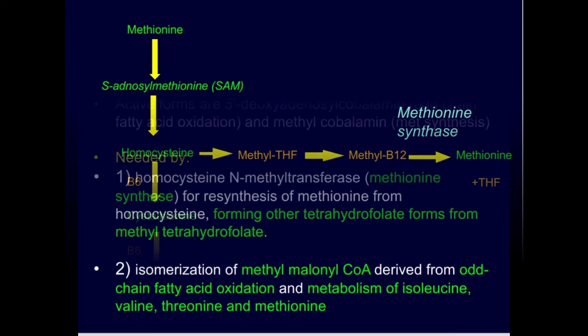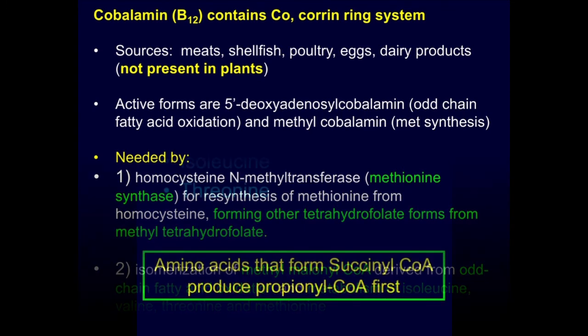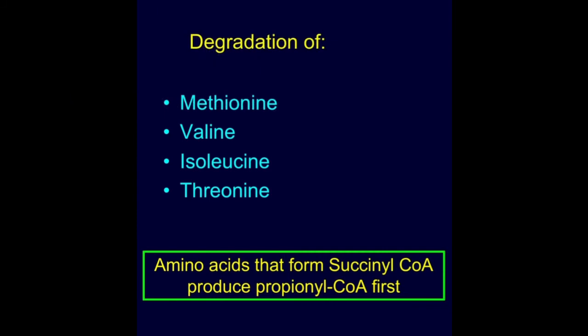The second enzyme here is the isomerization of an important intermediate in the metabolism of several amino acids, methylmalonyl-CoA, which eventually becomes succinyl-CoA. So all the amino acids that give you succinyl-CoA, which are isoleucine, valine, threonine, and methionine. But that intermediate is also derived from odd chain fatty acids.